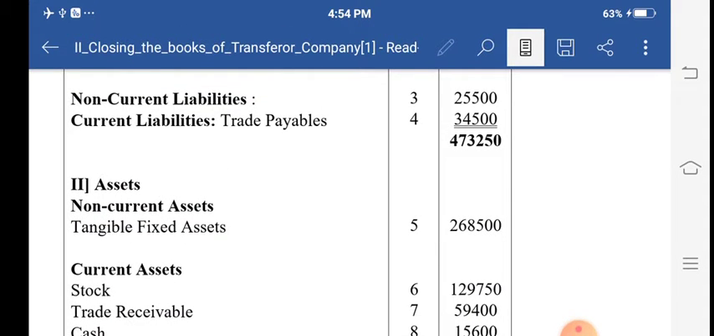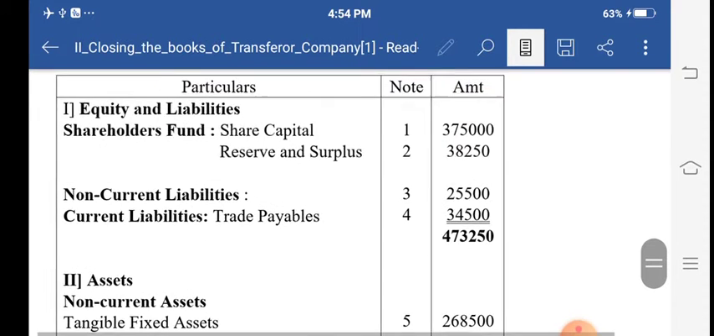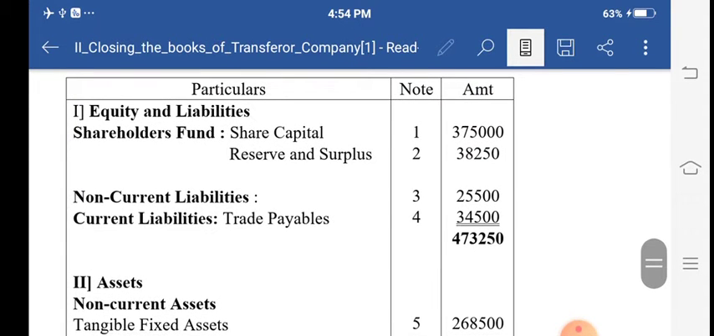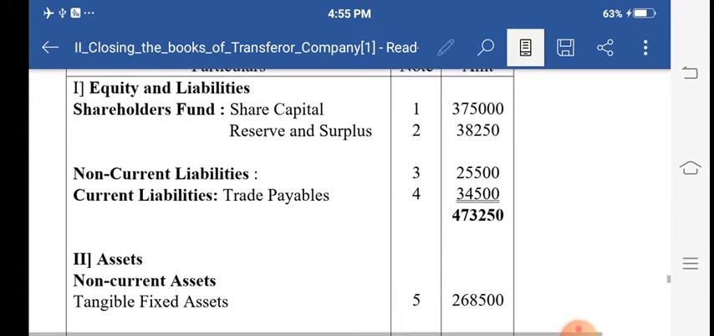So this 34,500. Now make the total of the equity and the liabilities: 3,75,000 plus 38,250 plus 25,500 plus 34,500. The total is 4,73,250. It's the total of the equity and the liabilities.